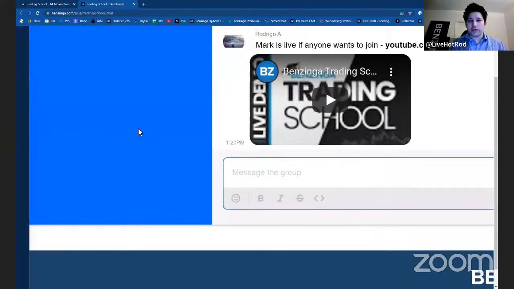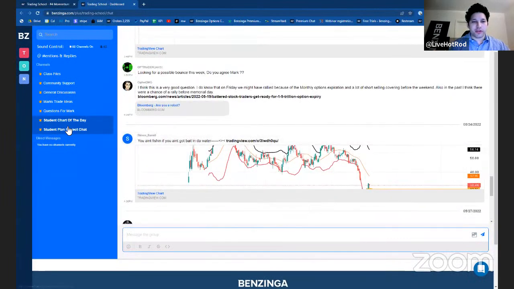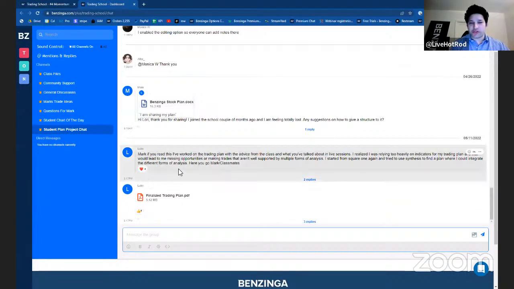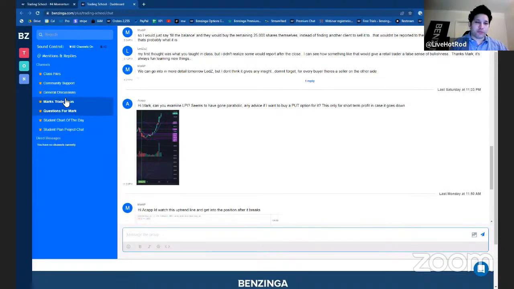Student chart of the day. The folks here are putting up their own charts. Student plan, project chat. This is, I believe, a trading model that the students have developed. I'm telling you, there's a lot of great things happening there. You've got to check it out. Questions for Mark, we went over that.